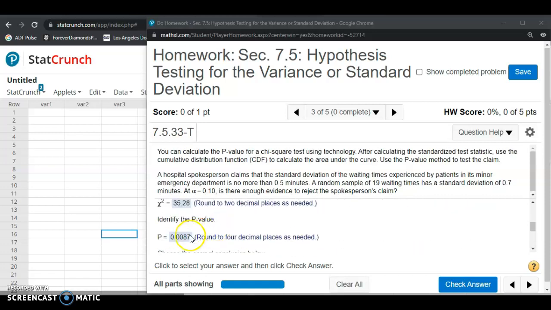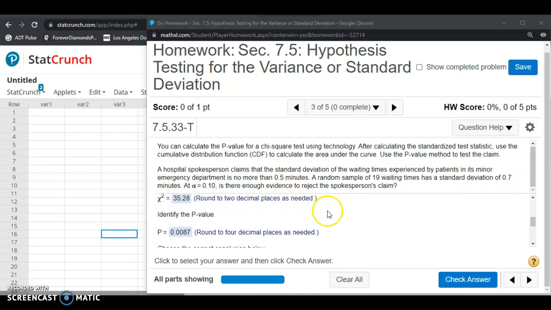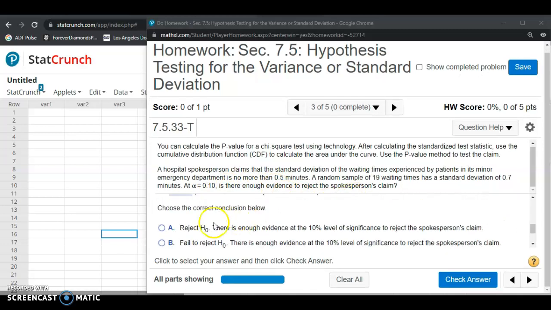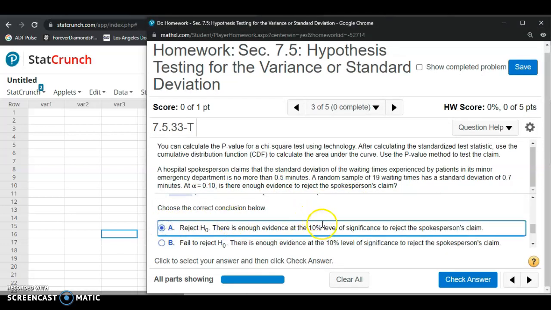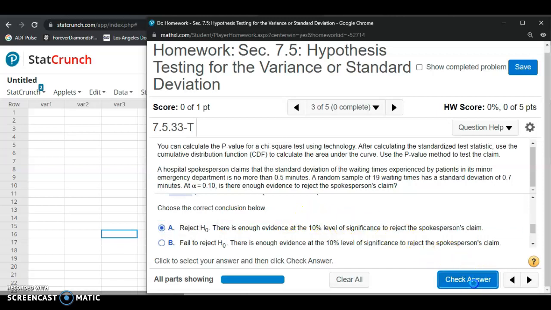Okay, so then we compare the p-value to the significance level. So clearly the p-value is less than the significance level. Okay, so we reject the null hypothesis. So there is enough evidence at the 10% level of significance to reject the spokesperson's claim.